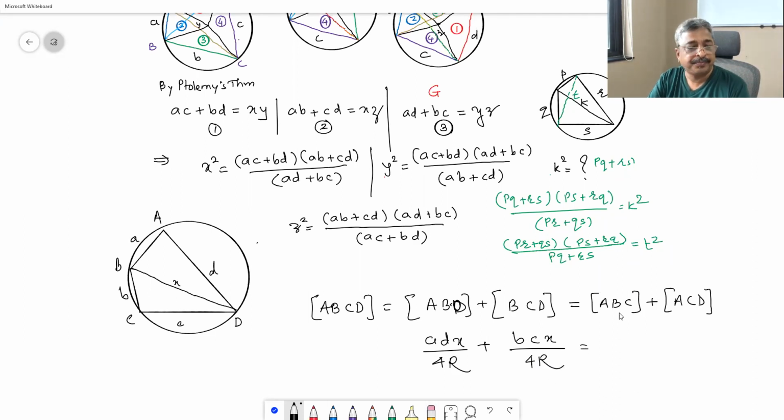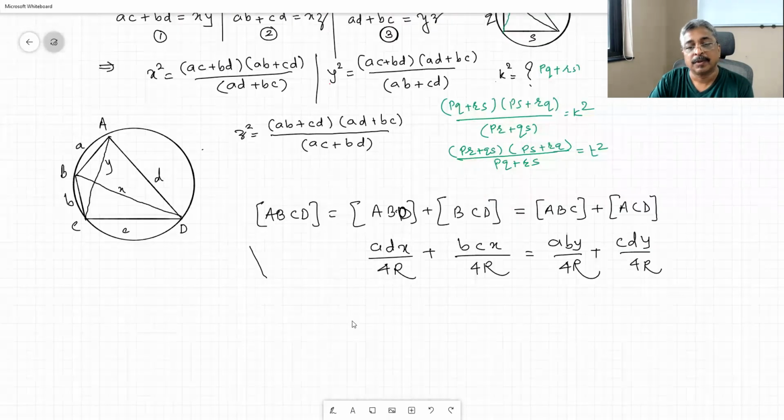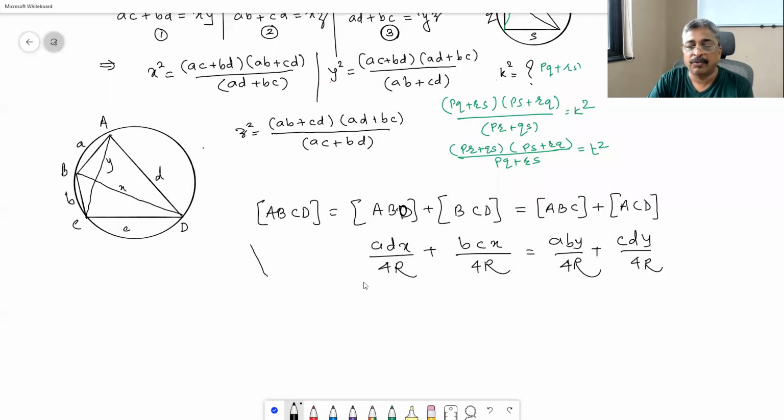Which is equal to, suppose this is Y, AB·Y upon 4R plus CD·Y upon 4R. We have directly got the relationship that we were aiming for. Good. So 4R is getting cancelled everywhere. X comes out to be common.